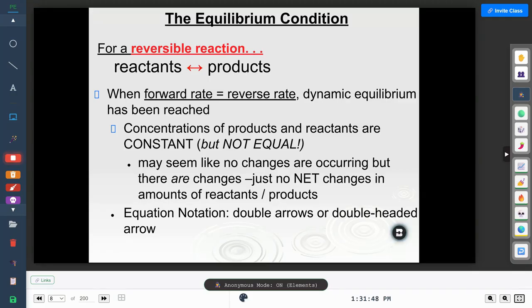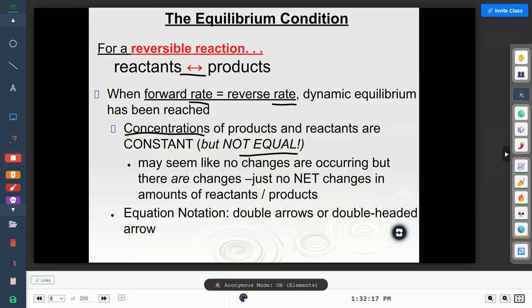So our reactants are turning into our products. Our forward rate is going to be equal to our reverse rate. Now notice that it's not going to be an equal concentration, okay, but it might be a constant concentration or constant change. So the amounts of the products and reactants that are changing into each other will be constant, but it doesn't necessarily mean that the concentrations are equal.